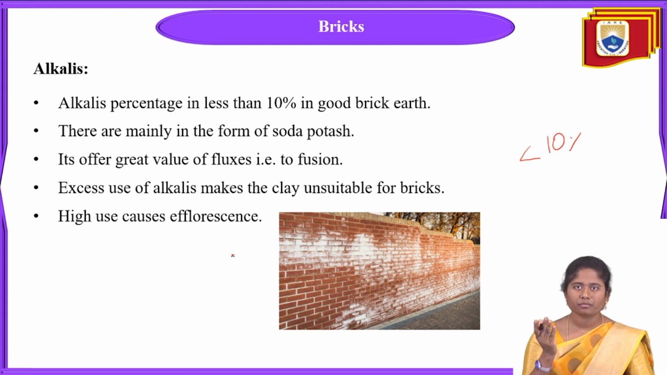Efflorescence is nothing but a white powder-like form on the surface of the bricks. Here I have shown you the picture also, and on these bricks, this is the efflorescence. This white layer you are seeing now is called efflorescence. It means the soluble salt percentage will be increased by this high amount of alkalis. That's why it causes efflorescence. It means the salt content on the brick will be like this. Okay.